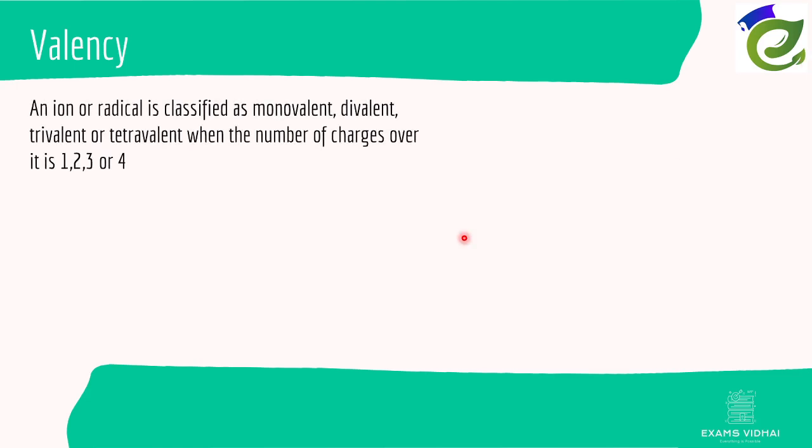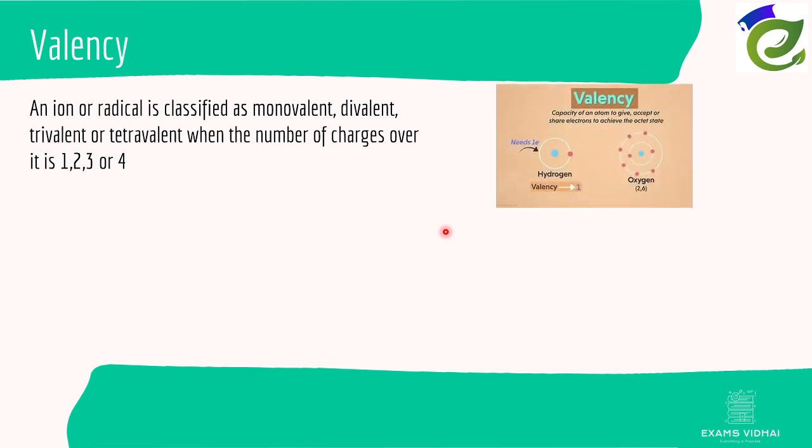An ion or radical is classified as monovalent, divalent, trivalent, tetravalent or even pentavalent. So you can just add on names if you want, but practically you only have till 4 for now, because there's no donation or accepting of electrons more than 4. That's rather the minimum number of electrons that you require to form a fully filled shell.